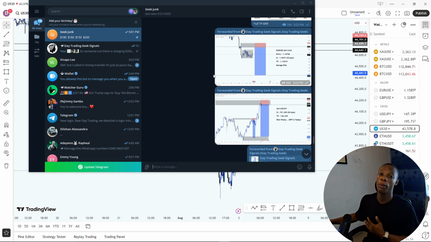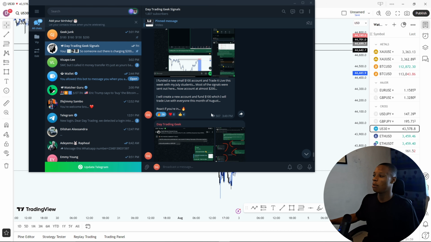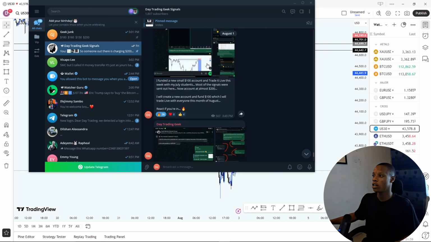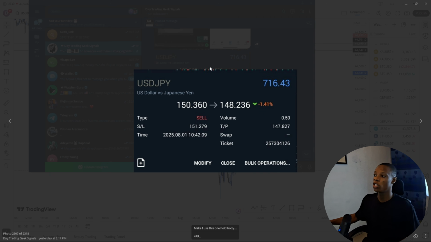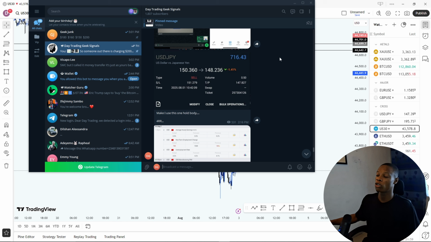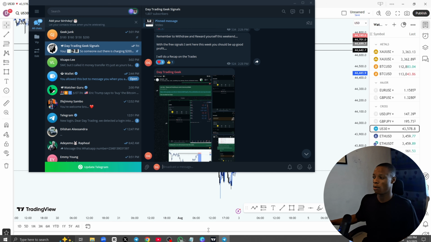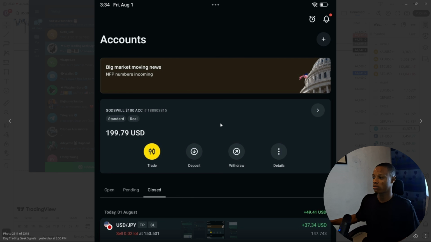It's something I've been doing on my main account. On my main account this week, I made a little over $2,000. So this was one of the trades. I don't always share my main account, I don't always show it live. It was a trade on USDJPY that made $716 on the main account, but on the challenge account, about $50, which was this one right here.